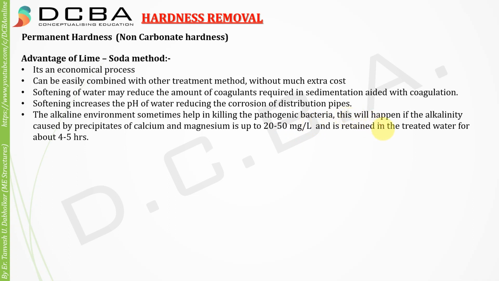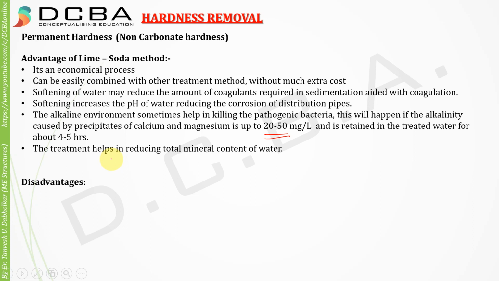This will happen if the alkalinity caused by precipitates of calcium and magnesium is up to 20 to 50 milligram per liter and is retained in the treated water for about 4 to 5 hours. So as I told you in the disinfection module, if the environment is alkaline, then the killing process of bacteria is better. The treatment helps in reducing the total mineral content of water.